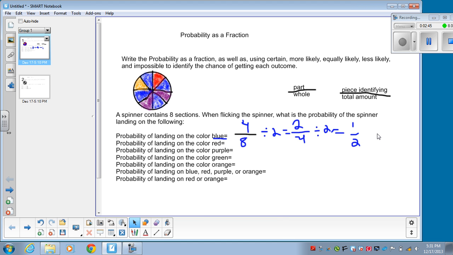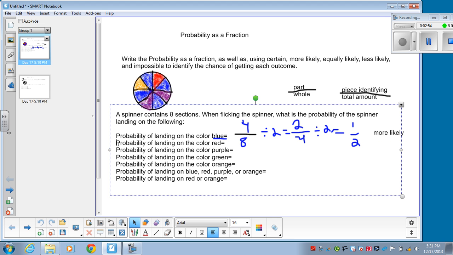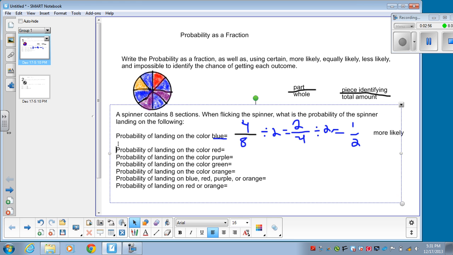So the likelihood is more likely because there are more blue spaces than there are any other color.